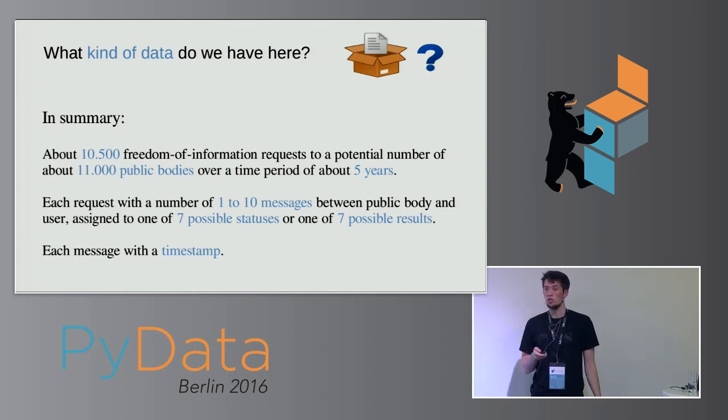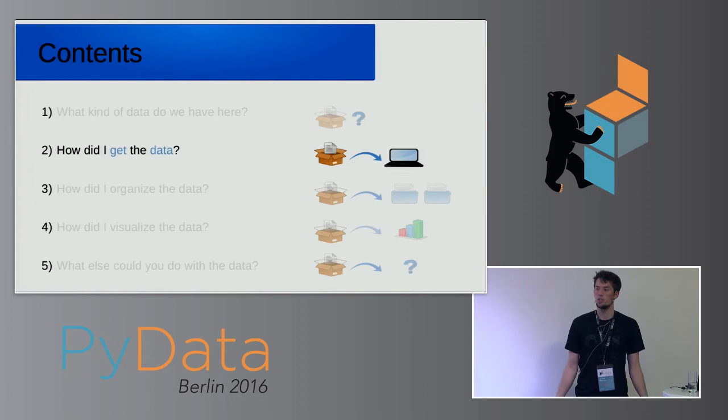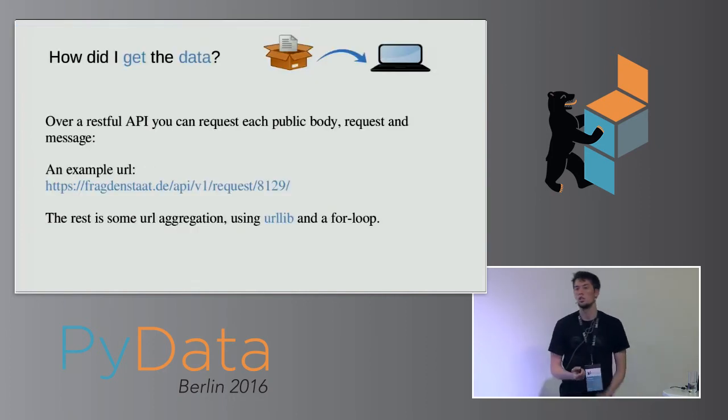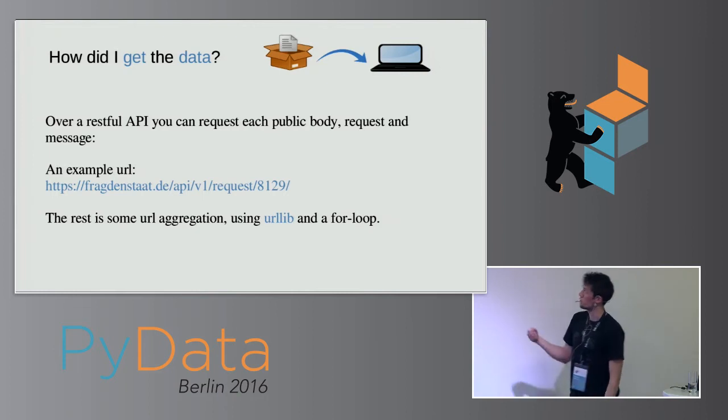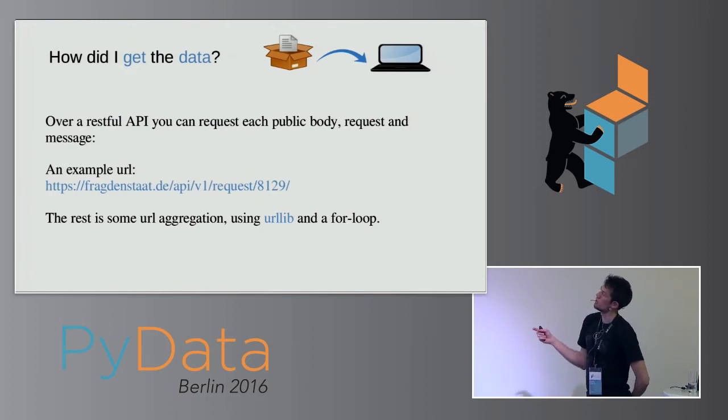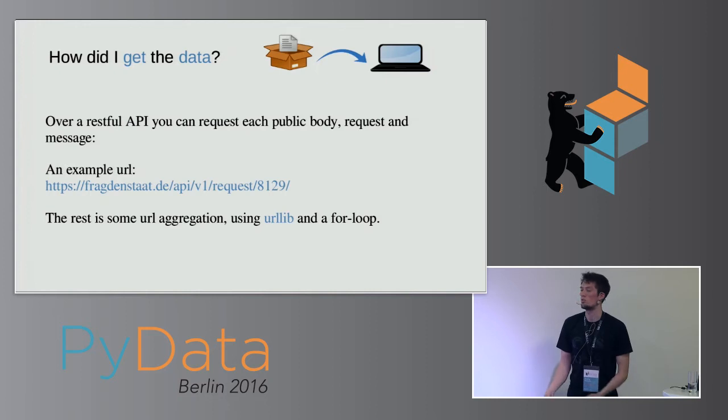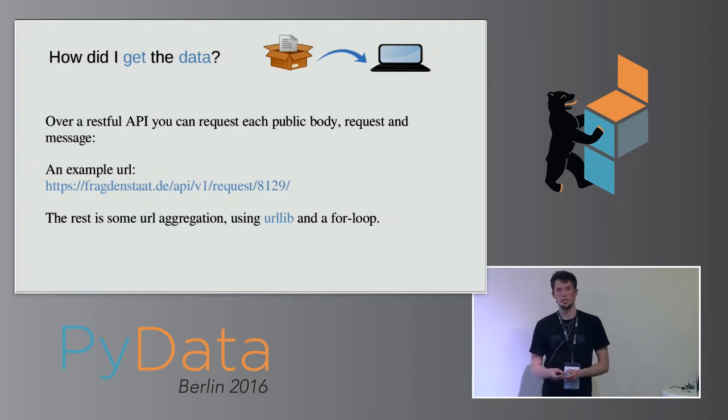Okay, so now we know what kind of data we expect. And how do we get it? Fortunately, the website offers an API over which you can request all the requests and also the public bodies and the messages. I gave you an example URL. What you get there is a raw JSON file with all the information of the request. And so, yeah, you just write a for loop and then you can download the whole data set.